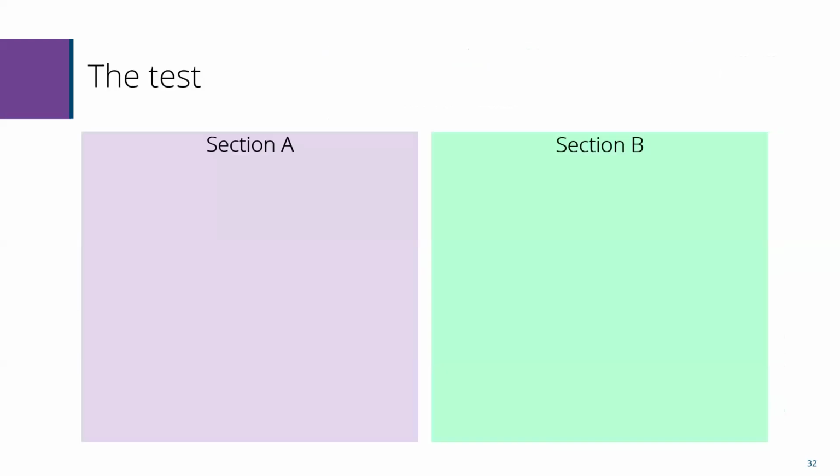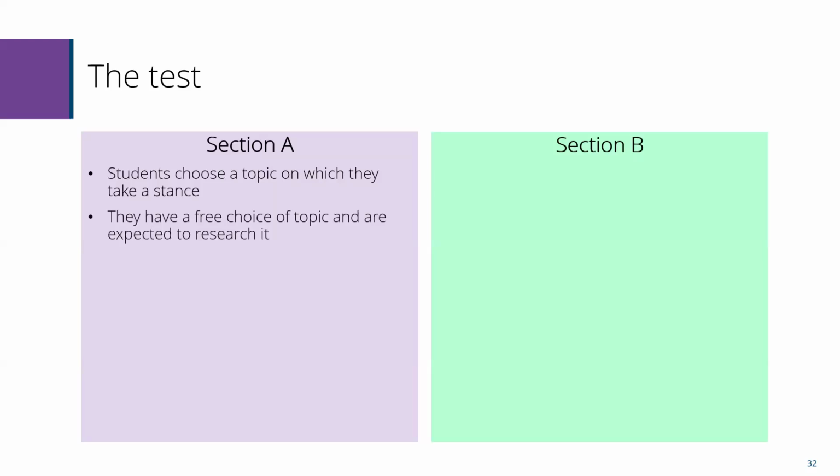So let's just have a look at the overview of the test itself then. So section A, students choose a topic on which they take a stance. Okay, and that stance idea is important. They need to have an opinion about an aspect of the topic, not just talk about the topic generally. They have free choice of the topic and they're expected to research it.